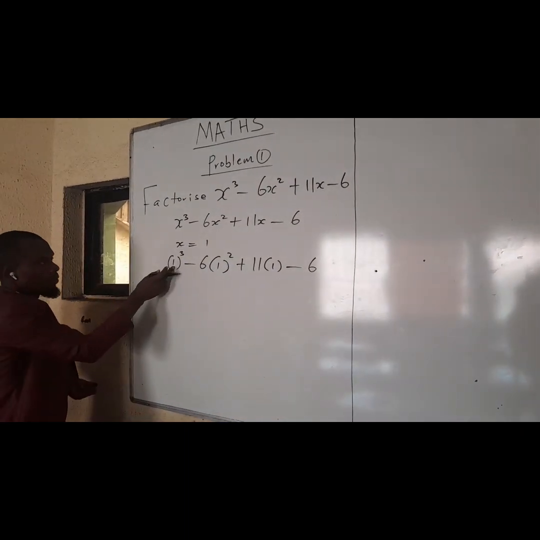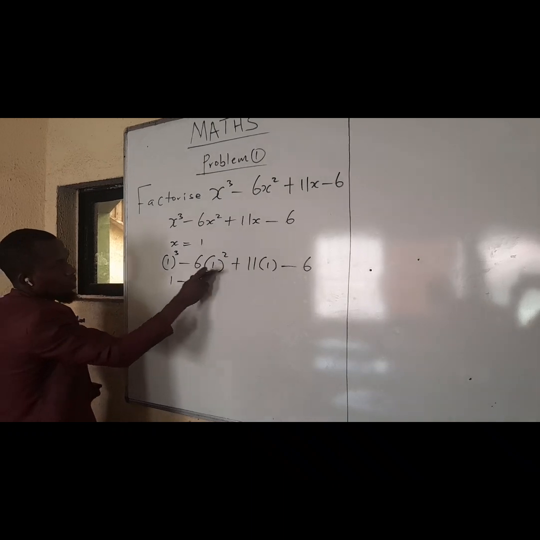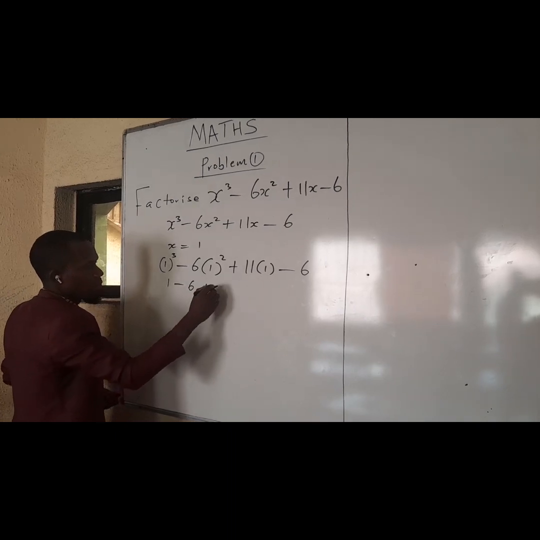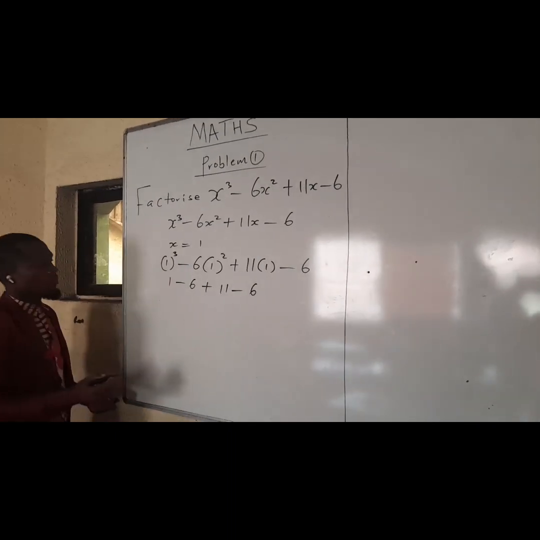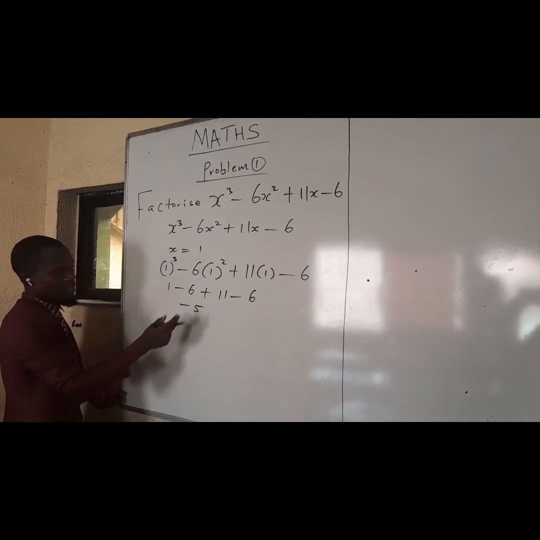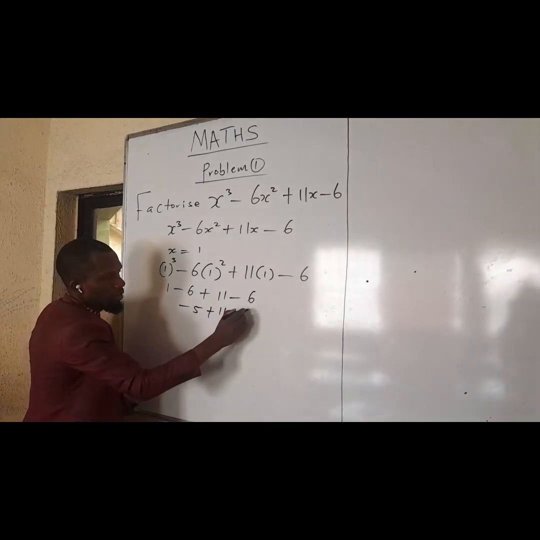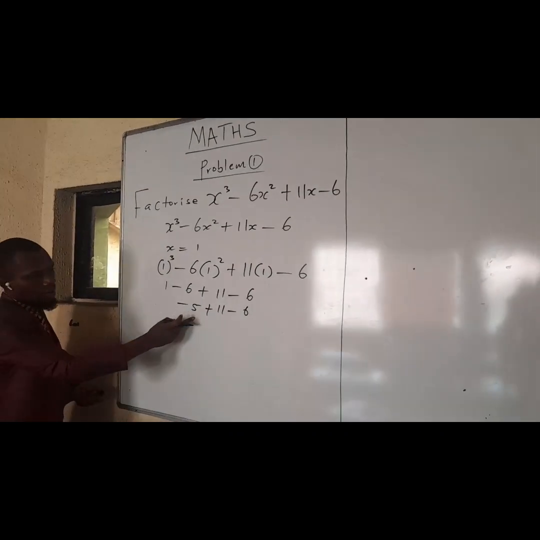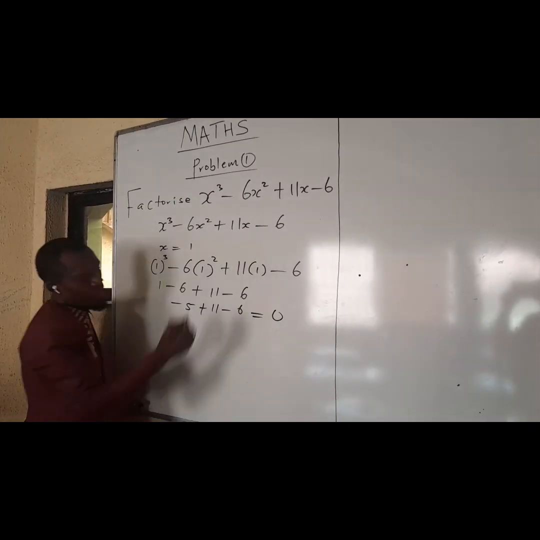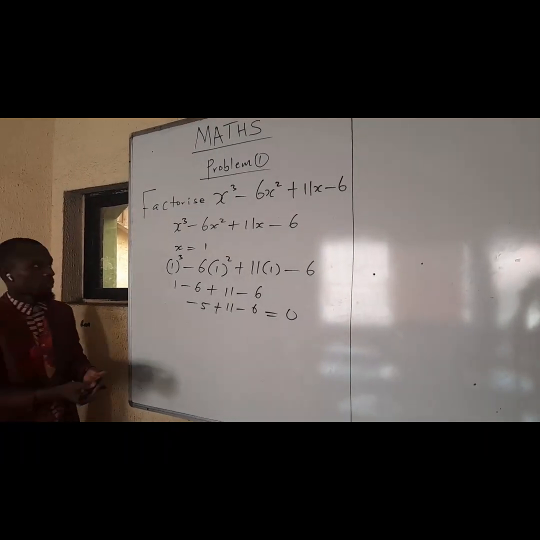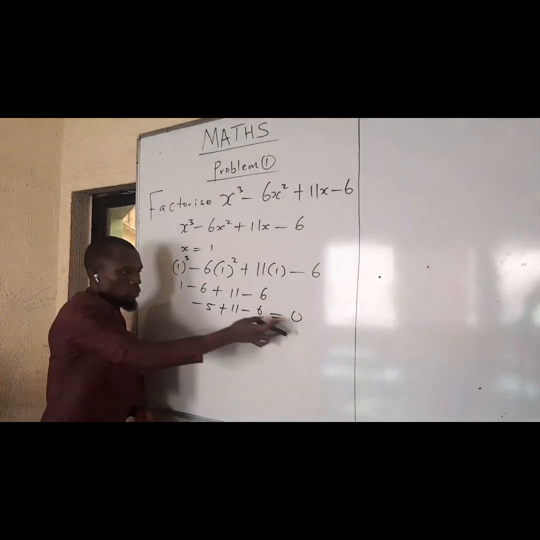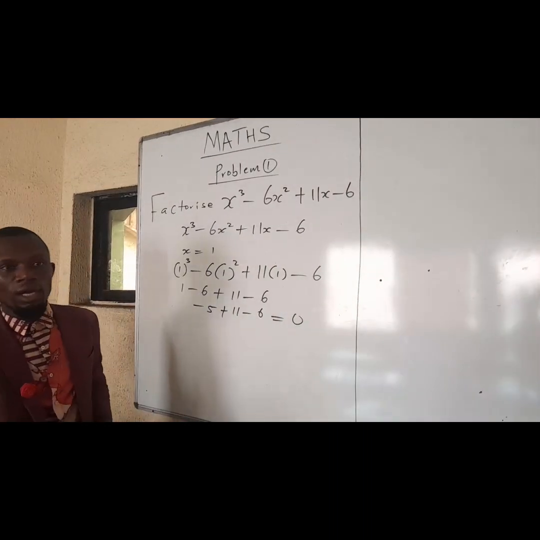1 raised to the power of 3 is 1, minus 6 times 1 raised to the power of 2, which is 6, plus 11 times 1, which is 11, minus 6. So 1 minus 6, I'll have minus 5, plus 11 minus 6. You see that minus 5 plus 11 minus 6 is equal to 0. That means when x equals 1, the equation sums to 0.